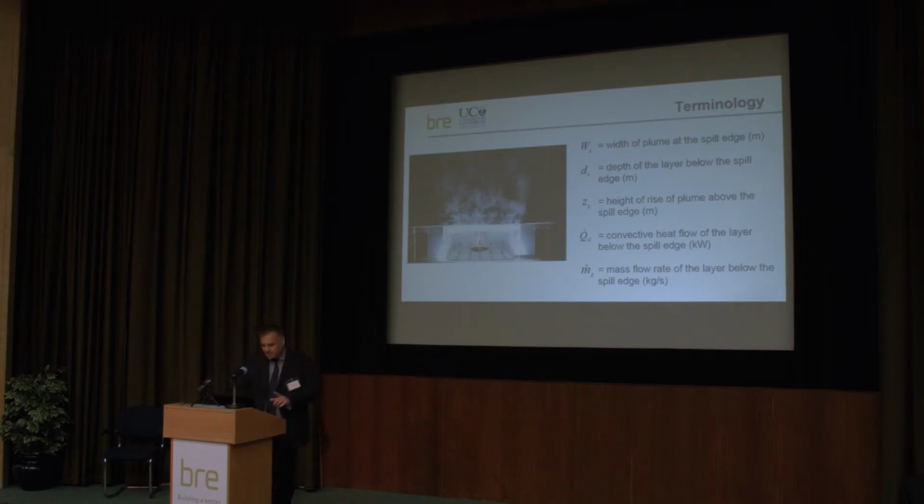So you'll see the terms WS, which we have here. That actually represents the width of the spill plume from the shop. It can be wide, it can be narrow. DS, which is the depth of the layer at the spill edge, just before it spills and rises. ZS, which is the height of rise of the plume above the spill edge at the point where it may meet the layer, or depending on where your design layer height is.